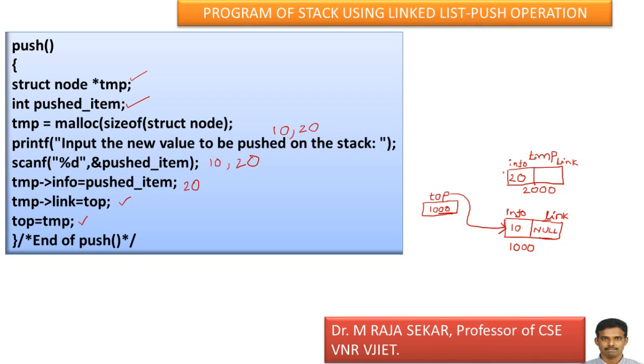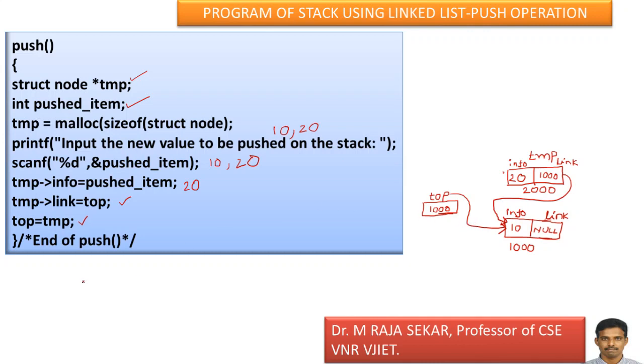This one is TMP whose link equal to top. What is my top value? 1000. Therefore, let me say this is 1000. Automatically it will search for a node whose address is 1000, isn't it? Now what happens? TMP arrow link equal to top. Now top equal to TMP. Top equal to TMP means what?